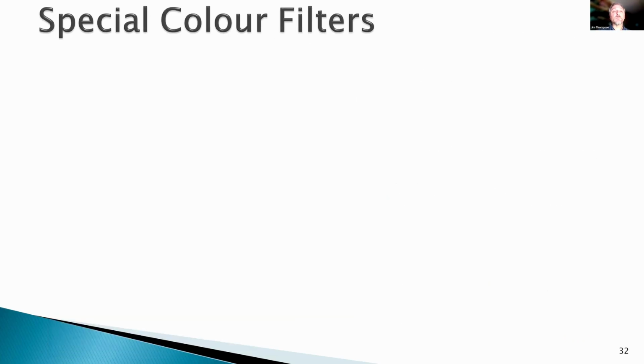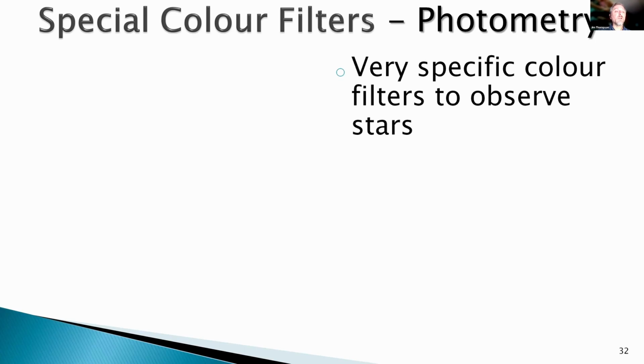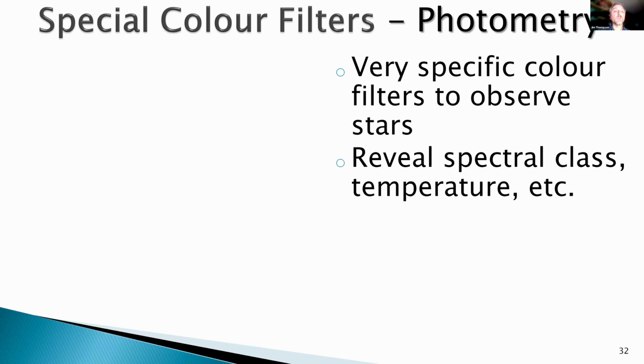Somewhat related to special planetary filters are special color filters, of which there are two main groups: those meant for studying star brightness, and those used for color imaging with a monochrome camera. The first group are meant for those pursuing the study of star brightness called photometry. By observing stars using a selection of very specific bandpass filters and comparing the observations to calibration stars, one can determine the star's spectral class, temperature, and other useful properties.